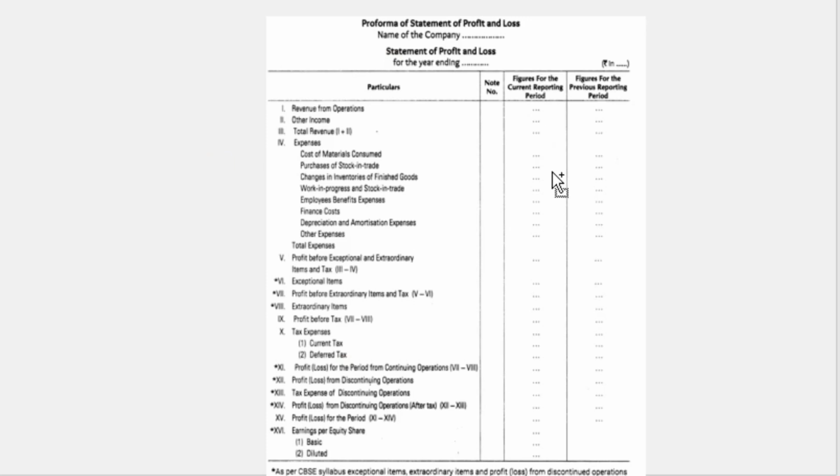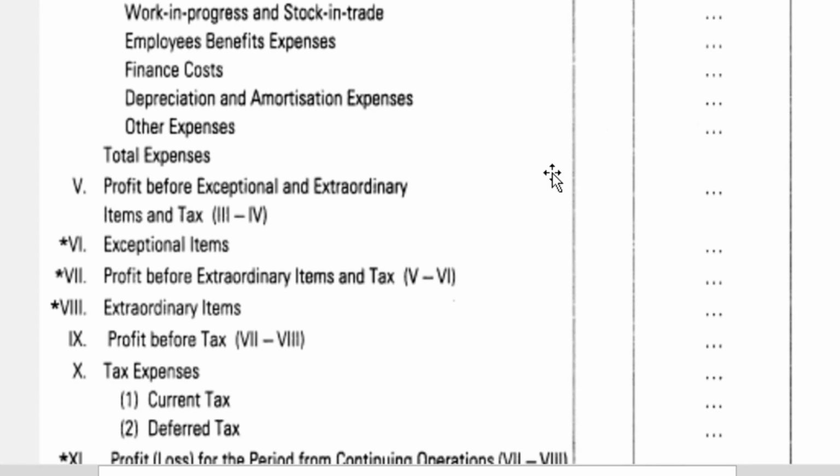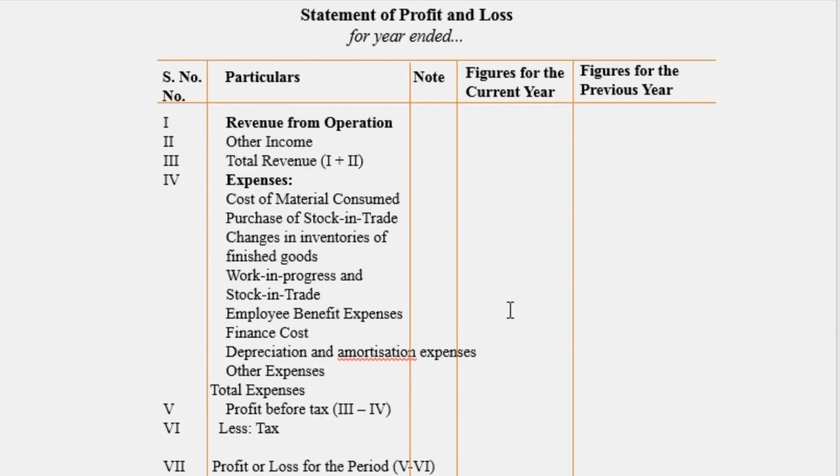Here many things are given, just like the exceptional items, profit before exceptional items and extraordinary items. This is not in your course, so you need not worry about that. You have to remember up to the total expenses and then afterwards subtract tax, and then you will get the net profit, the divisible profit, or we can say the profit that is ready to distribute. So this is the format of the statement of P&L which you have to remember. Let's discuss these terms one by one.